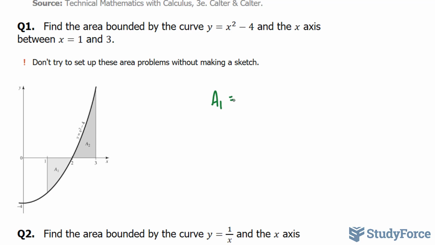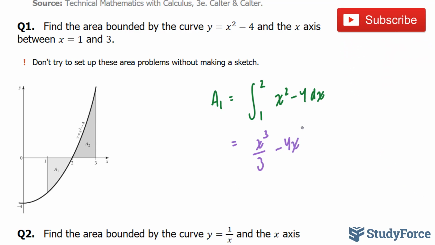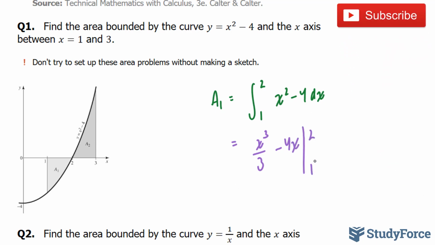A1 is equal to, and according to this illustration, A1 spans from 1 to 2. So our integral will have a lower bound of 1 and an upper bound of 2. And the function still remains the way it is. So we have x squared minus 4 dx. We'll now find the integral of this function. X to the power of 2 becomes x to the power of 3 over 3. And this minus 4 becomes negative 4x. And we'll evaluate this at 2 and 1.